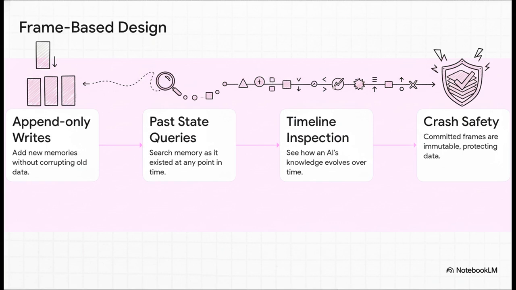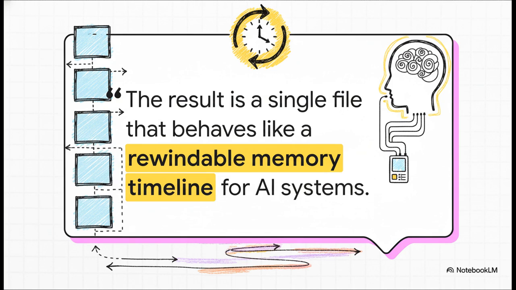First, because you only ever add new frames, you never ever risk messing up old data. This lets you do incredible things, like querying the AI's memory as it existed, say, last Tuesday at 3 p.m. It's literally like time travel for debugging. You can watch its knowledge grow over time, and because the frames can't be changed, your data is completely safe even if the system crashes. You know, the project's own documentation just sums it up perfectly here. The result is a single file that behaves like a rewindable memory timeline for AI systems. It's as simple and as powerful as that.